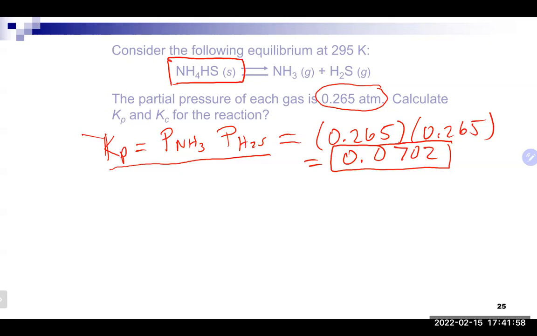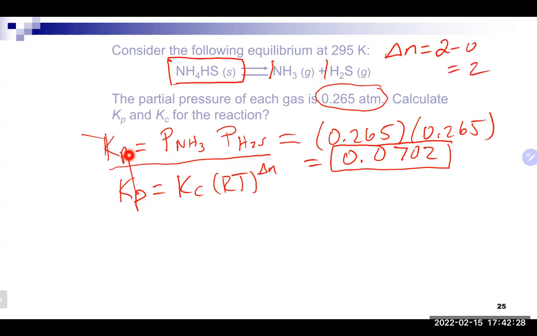At this point, now that we have the Kp value, we can convert it by using that other formula, which is Kp is equal to Kc RT^Δn. In this case, we want to calculate the Δn. Our Δn would be, we have one gas molecule there and one there, so that is 2 minus 0, which should be a 2. And obviously R is the gas constant. In this particular case, our temperature is already in Kelvin, so we're good to go on that. So really you could just plug it in here.